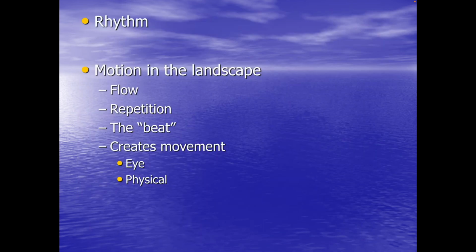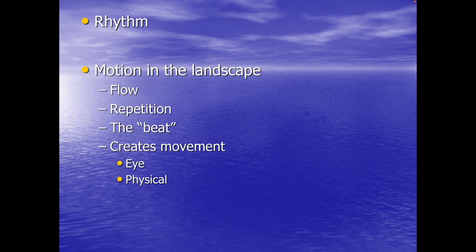Rhythm is the motion of the landscape. It's the flow of the landscape. It's what causes movement. Now, here's the thing. It's not the plants that are getting up and moving around. The people are interacting with your landscapes. The people are looking at them. They're walking through them. They're sitting in them. They are partaking of your art in terms of interaction with it.